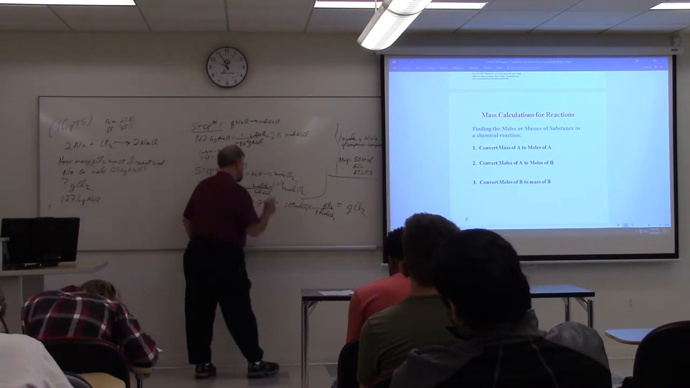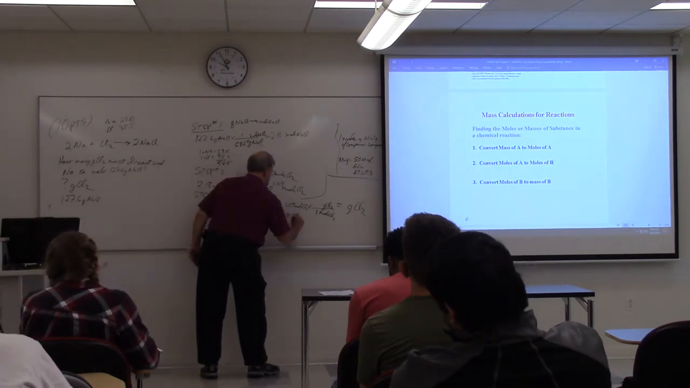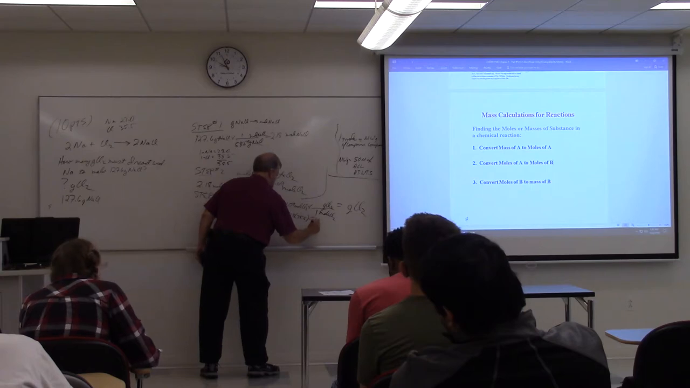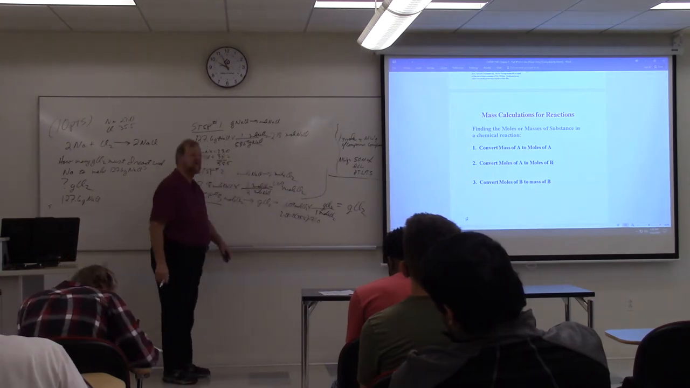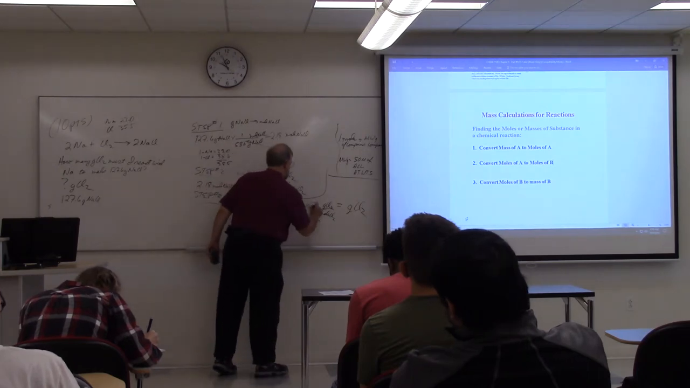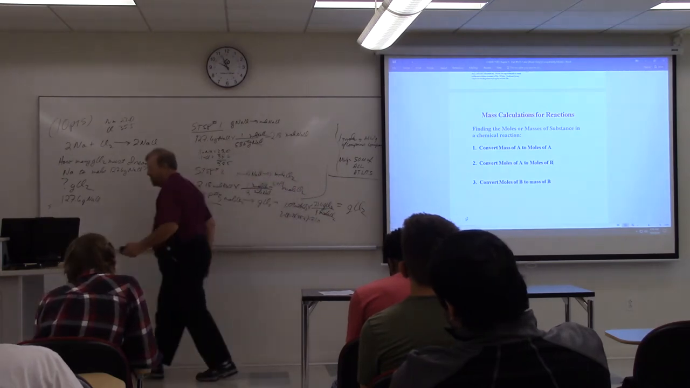Chlorine, as a gas, has 2 chlorines, and each one is 35.5. And you get, if I did the math correctly, 71.0, which goes in here. This cancels out. I'm left with that.